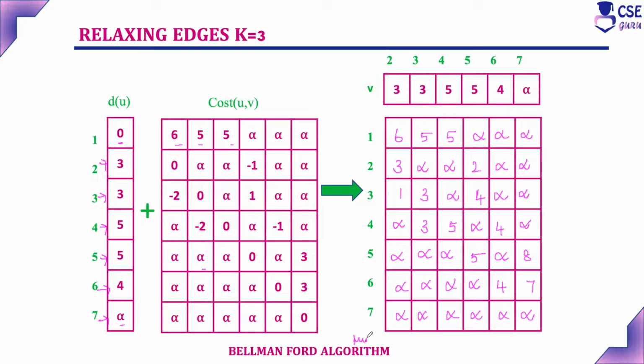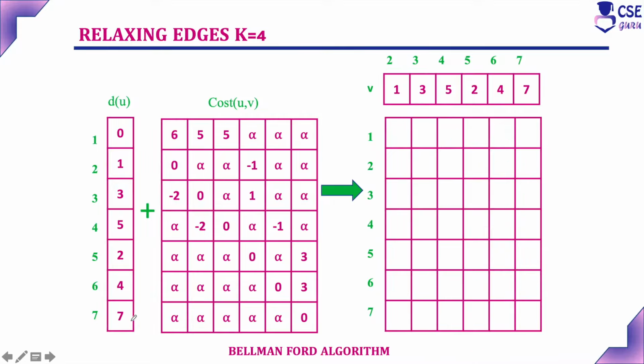And from this, find the minimum value. So for vertex 2, which one is minimum we will consider. So minimum here is 1. For vertex 3, minimum value was 3. For vertex 4, minimum value was 5. For vertex 5, minimum value was 2. For vertex 6, minimum value was 4. And for vertex 7, minimum value was 7. So this is the new shortest distance from source vertex to all other vertices we got in iteration 3. With this shortest path, we will continue the next iteration.